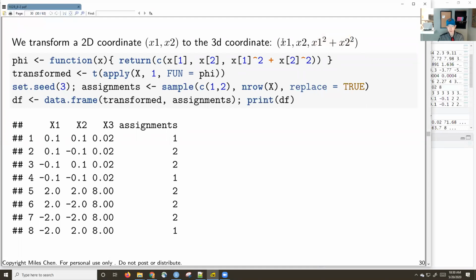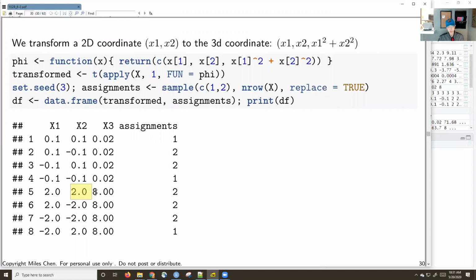the transform. When we apply the transform, it goes from x1, x2 to x1, x2, x1 squared plus x2 squared. So x1 squared is 0.01, x2 squared is 0.01, and when I add those together, I get 0.02. 2 squared is 4, and 2 squared is 4, and when I add those together, I get 8.